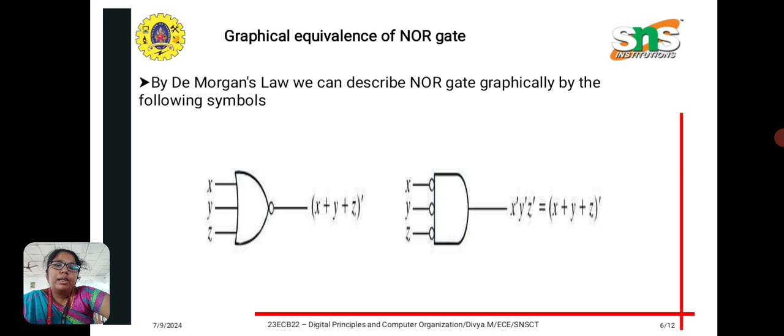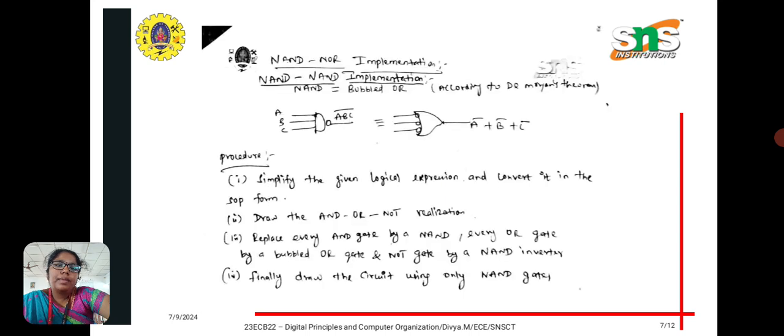Similarly, we are inverting each input x, y, and z, and then giving them to the AND gate. The output will be the same as what we got in the previous symbol. That means x complement, y complement, z complement will be equal to x plus y plus z whole complement. These are the NAND and NOR implementations.